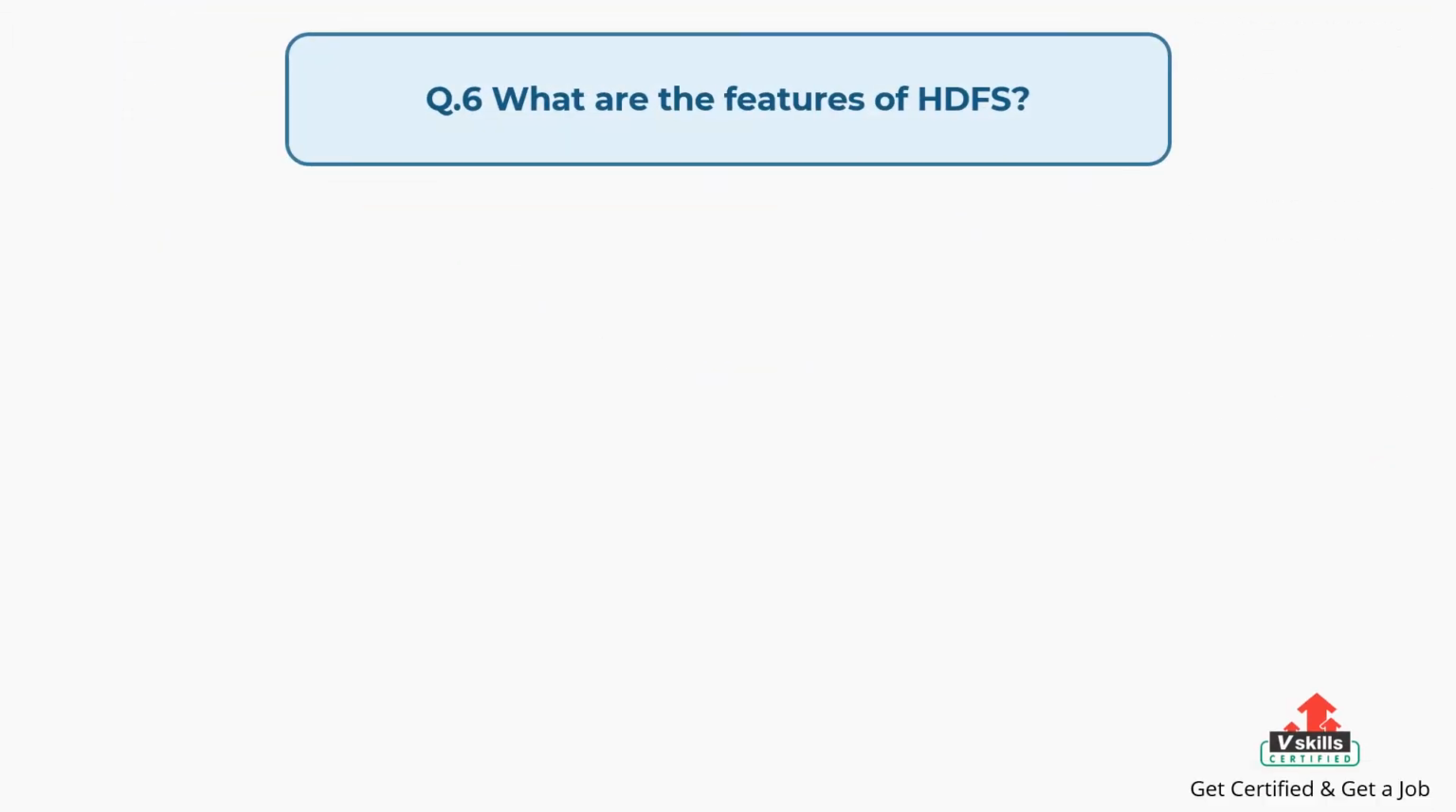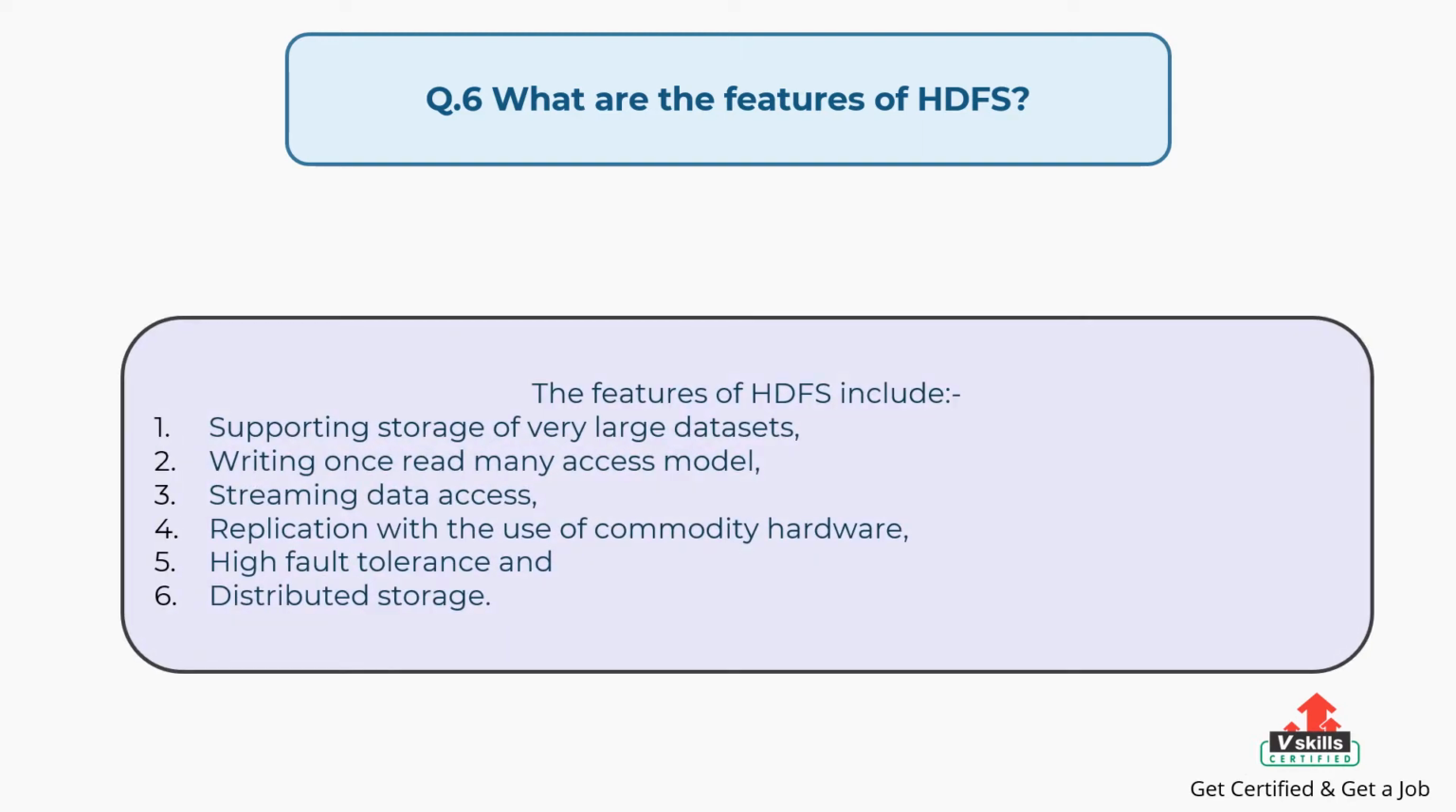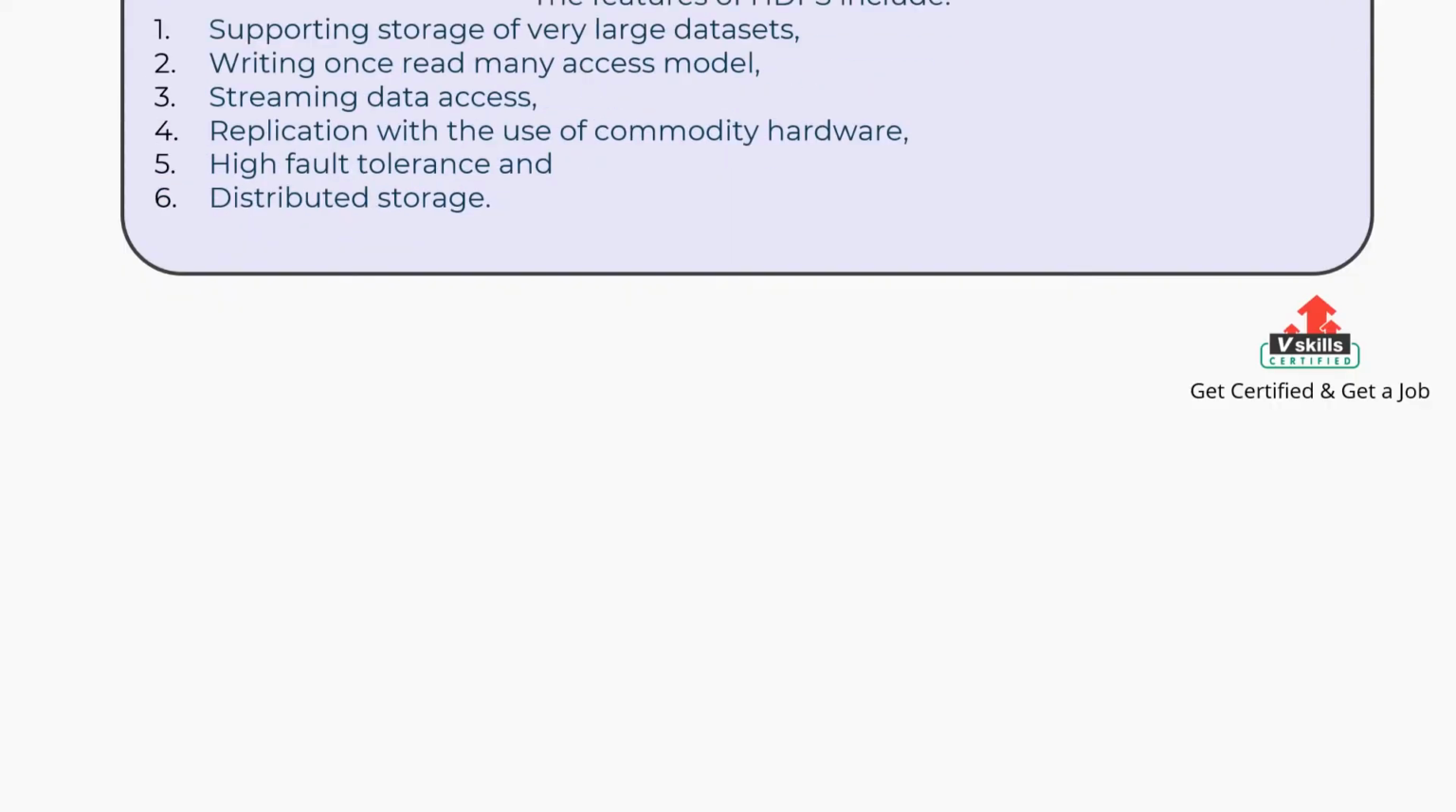Question number 6. What are the features of HDFS? The answer is, the features of HDFS include supporting storage of very large datasets, write-once read-many access model, streaming data access, replication with the use of commodity hardware, high fault tolerance and distributed storage.